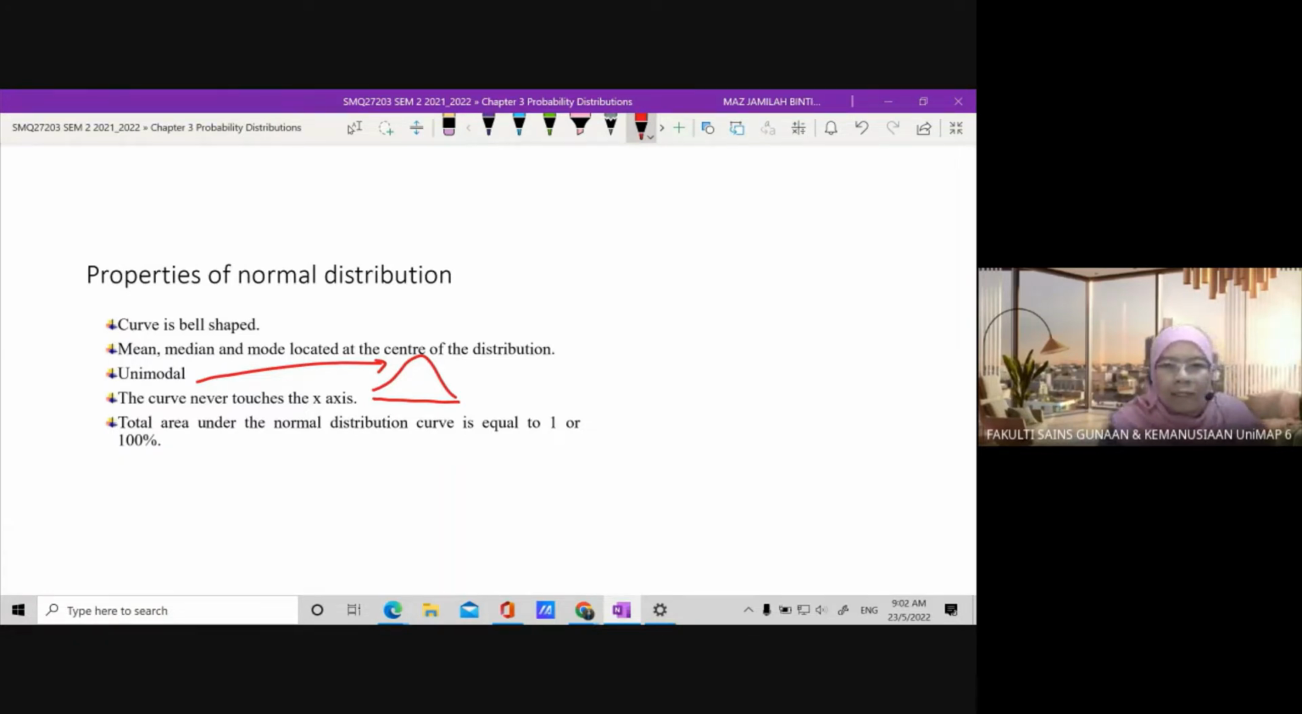And the total area under the normal curve is equal to 1, or we can transform that into 100%. Remember back then when we discussed binomial and Poisson, the maximum probability value for binomial or even for Poisson is equal to 1. The same goes for the normal distribution. The area under the curve will give you a probability value that is equal to 1.